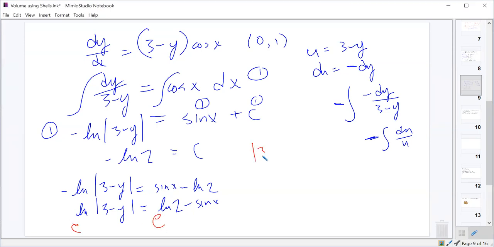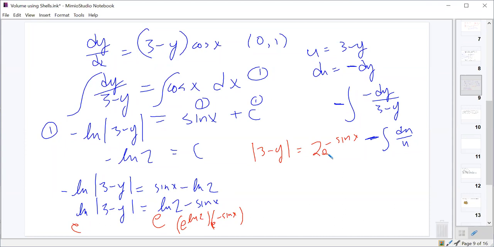That ought to give us absolute value 3 minus y equals, what does the right-hand side become? What is e to the ln 2 minus sine x? 2e to the negative sine x. Exactly. You can separate those out using exponent rules, right? As e to the ln 2 times e to the negative sine x. And e to the ln 2 is just 2. We got 2e to the negative sine x.